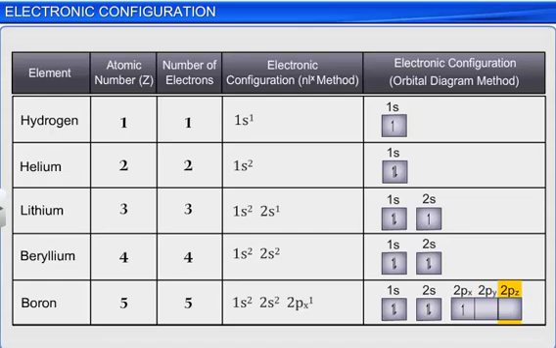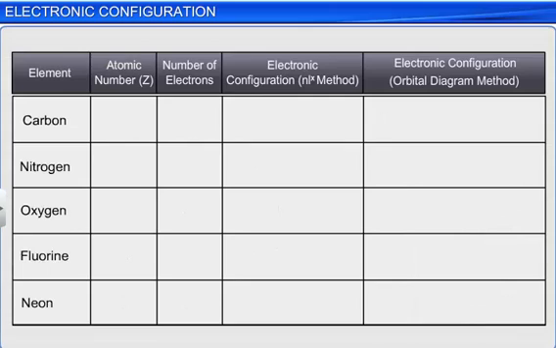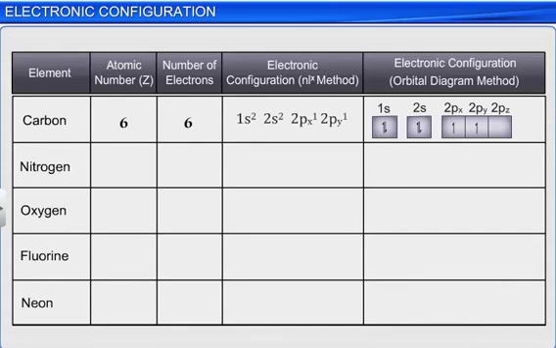Carbon has 6 electrons. The first 4 electrons fill the 1s and 2s orbitals. The remaining 2 electrons will go to any 2 of the 3 2p orbitals in accordance with Hund's rule, and these will have parallel spins.